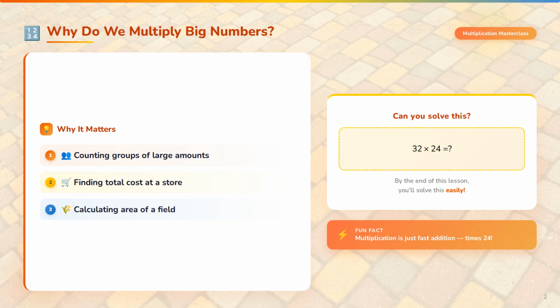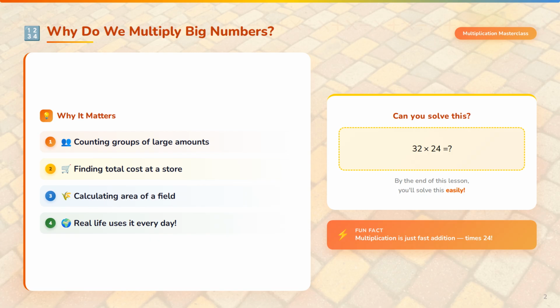You can't just use your times tables for these. That's exactly why we need multi-digit multiplication. Super useful, right? Let's learn how it works.